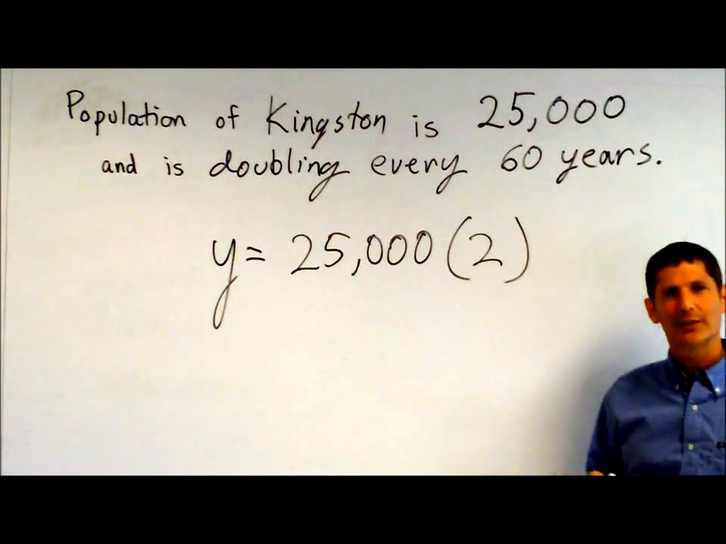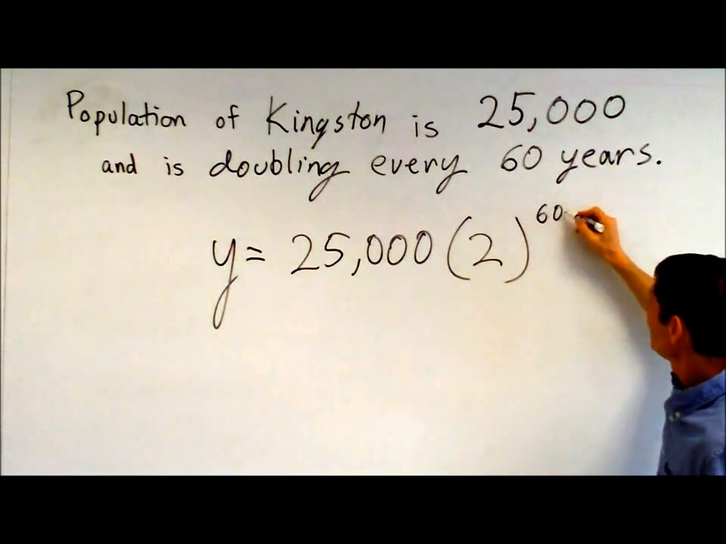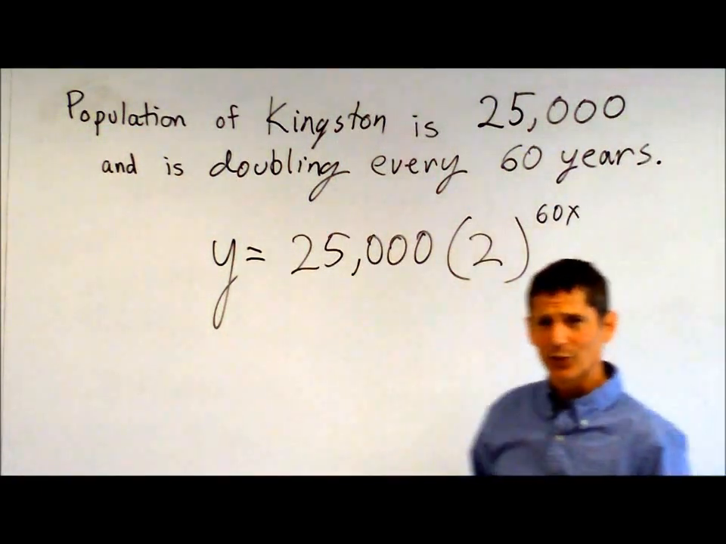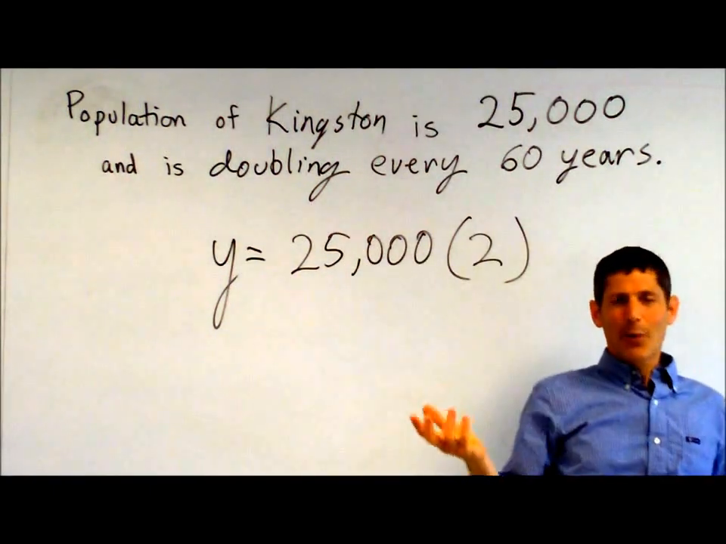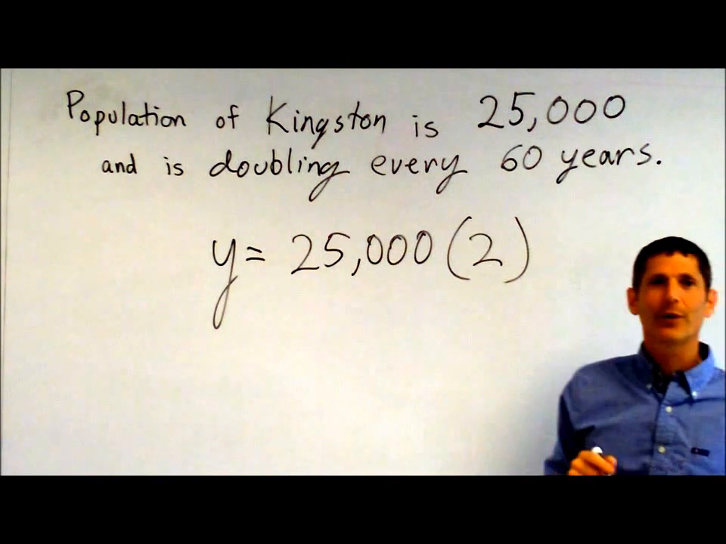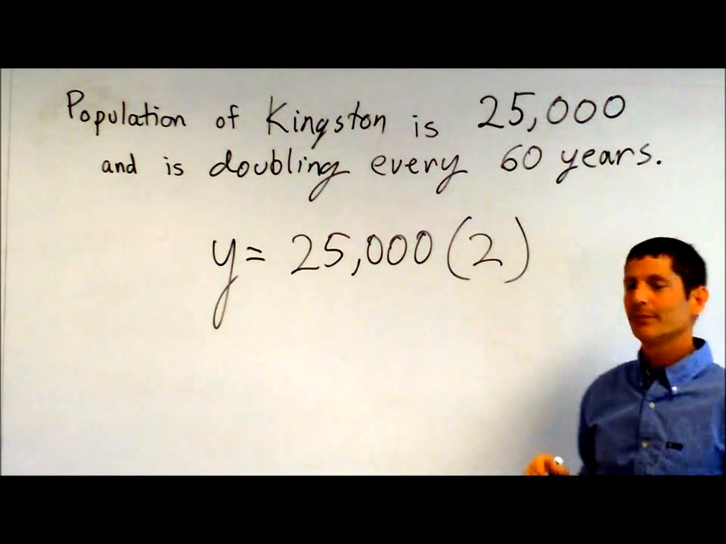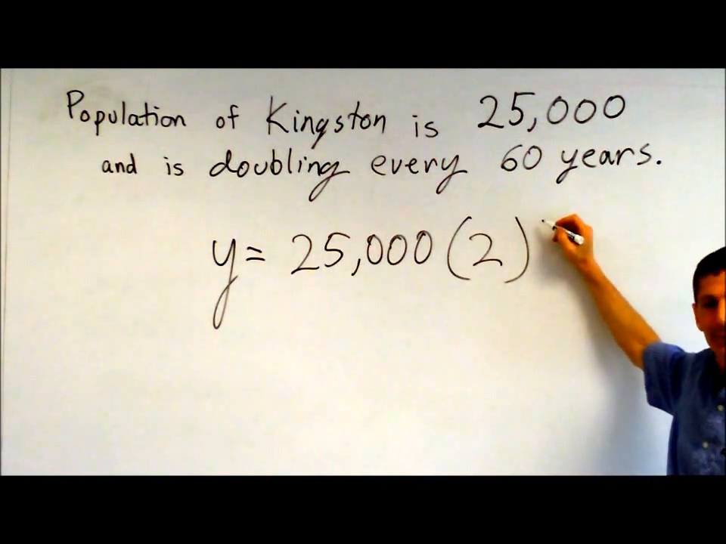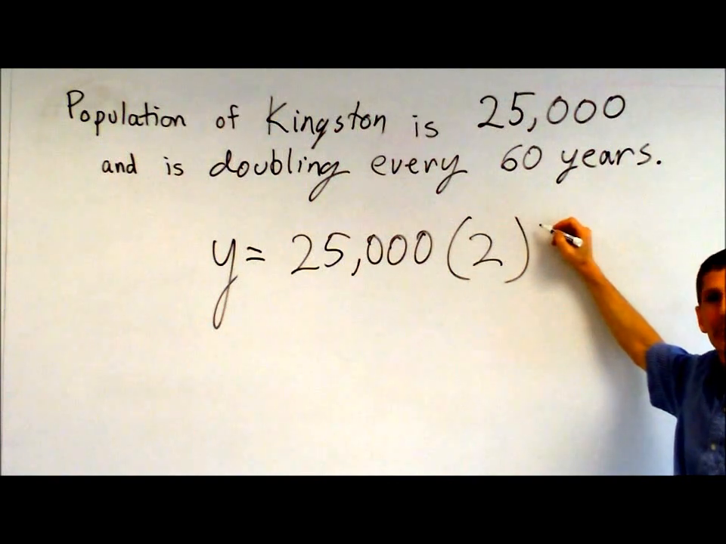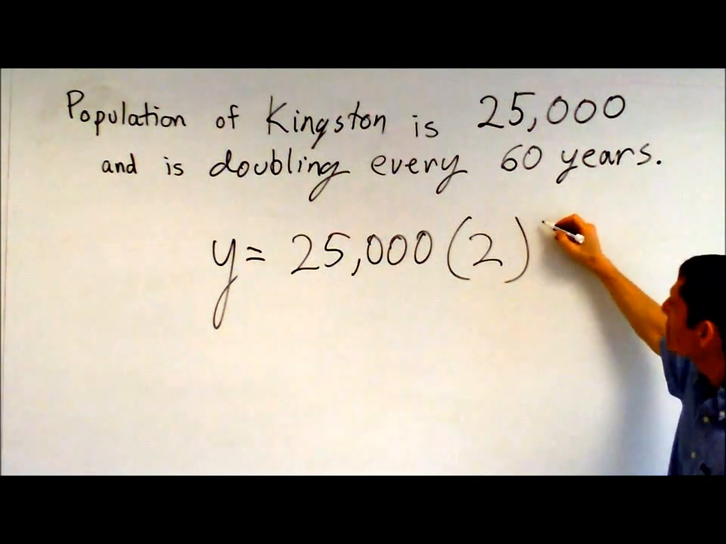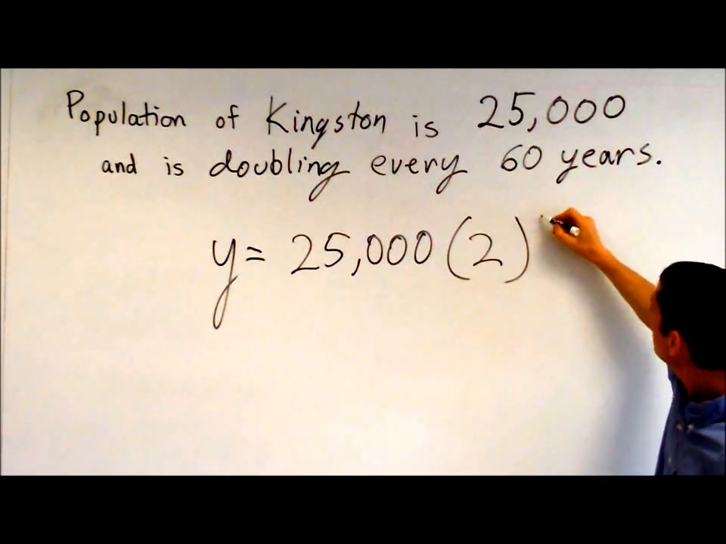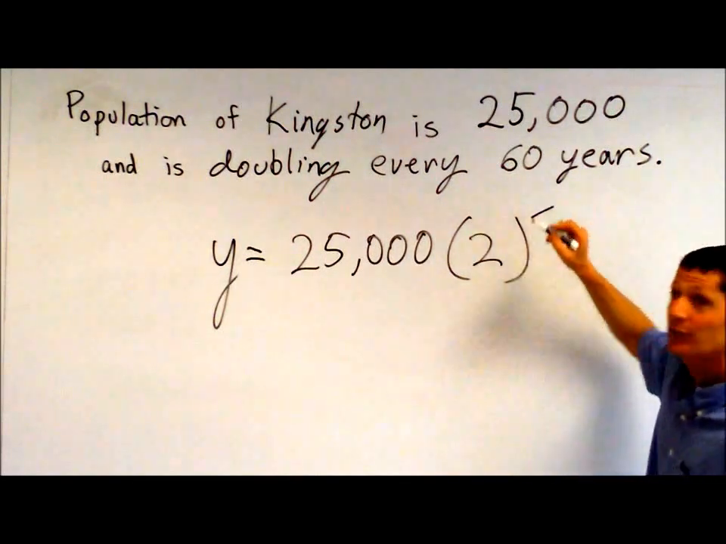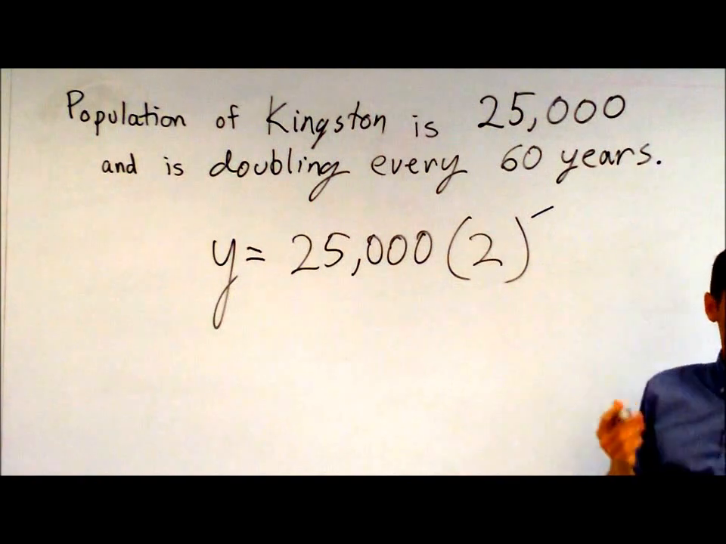Sometimes students get this mixed up. Is it 60x? Is it x over 60? Is it 60 over x? Well, what do you think? How could I figure this out? Well, let's see. You want to multiply by 2 when you plug in a 60. So when you plug in a 60, you want your exponent to be a 1. Okay, so if I plug in a 60, let's try this.